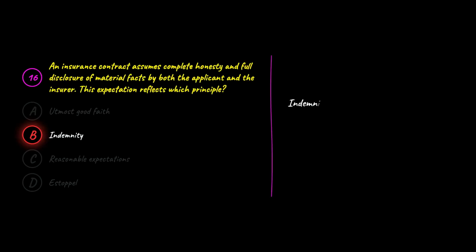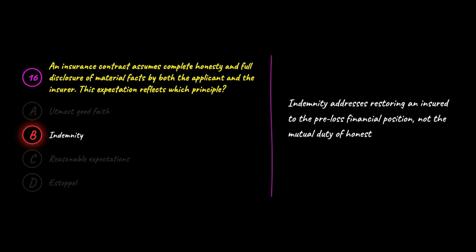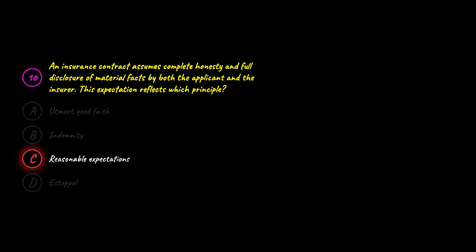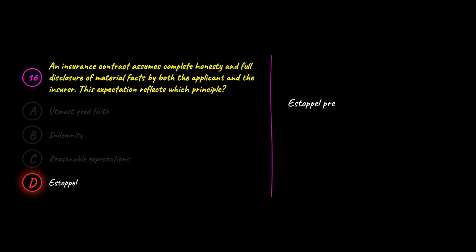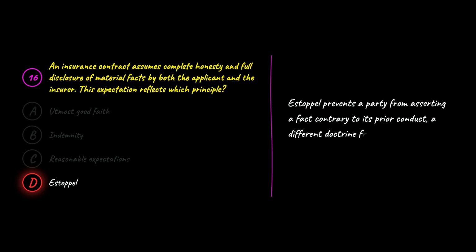B is wrong because indemnity addresses restoring an insured to the pre-loss financial position, not the mutual duty of honesty when forming the contract. C is wrong because reasonable expectations is a rule of interpreting ambiguous policy language, which is separate from the duty of full and honest disclosure. D is wrong because estoppel prevents a party from asserting a fact contrary to its prior conduct, a different doctrine from the shared duty of good faith.